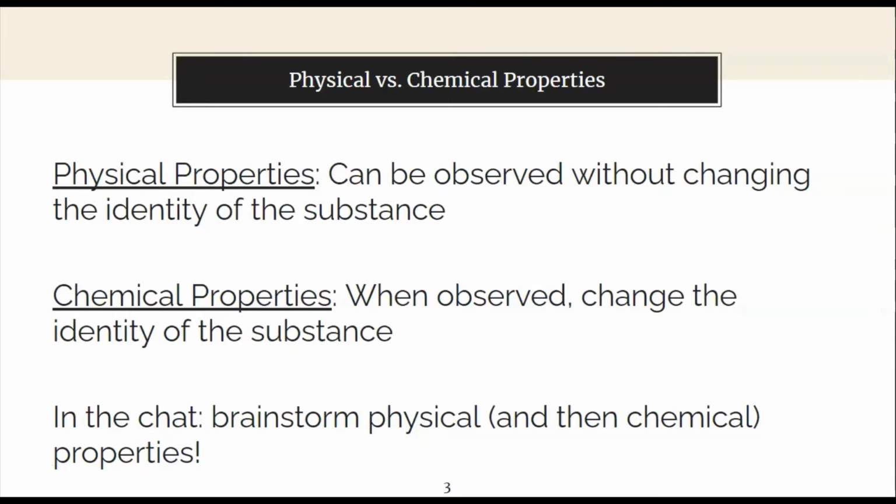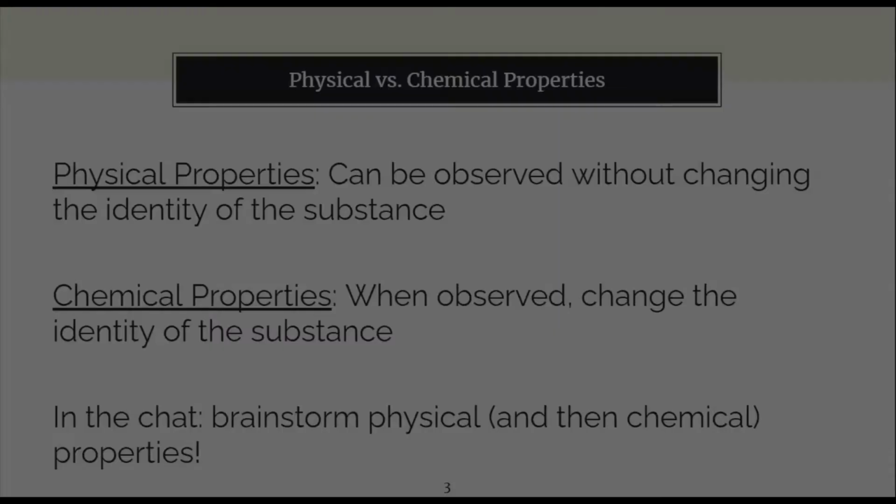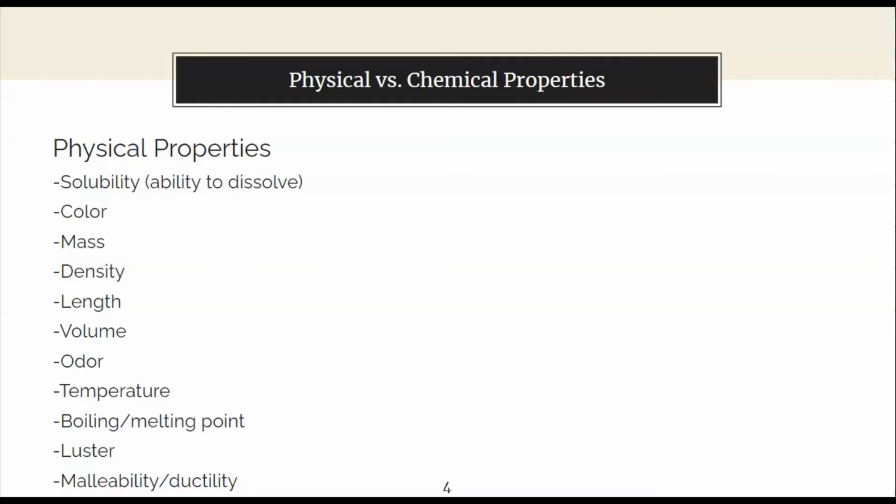Chemical properties are things like flammability, right? If I set something on fire, I'm definitely going to change the identity of the substance. This is a not exhaustive list of physical properties, but it's a lot of them. Solubility, the ability to dissolve, is a physical property. When I dissolve something, I'm not actually changing the substance. Think about it, if you take salt and dissolve it in water, I can evaporate the water and get the salt back, okay? I haven't changed the salt.